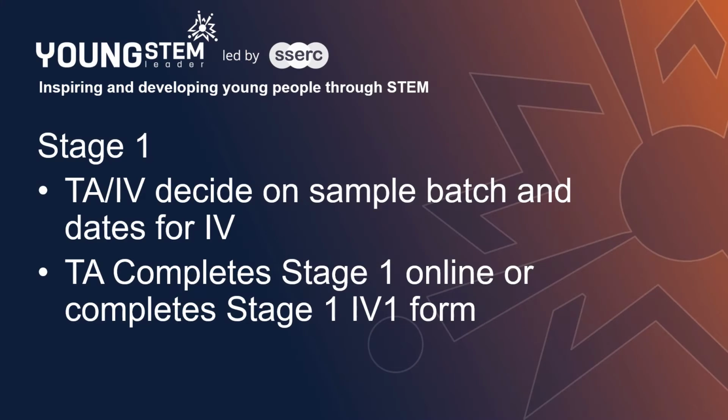In the first stage of verification, the tutor assessor and internal verifier should agree on the Young STEM leaders that are going to be in the sample batch and the dates for the next stages of internal verification. The tutor assessor will then complete stage 1 online or on the IV1 form, and this will get approved by the internal verifier.